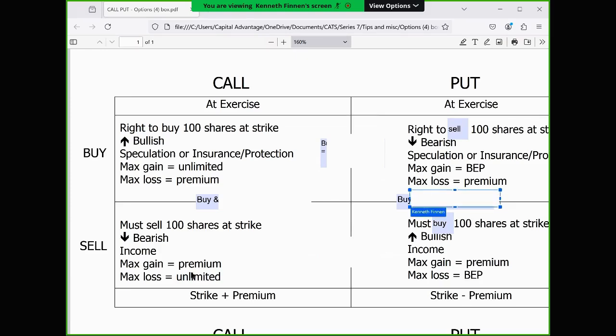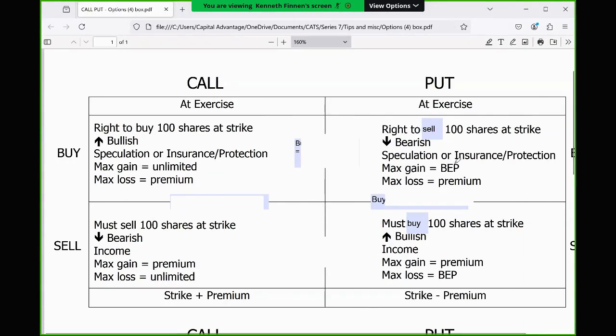Whenever you sell an option, the most you can make is what you got, the premium. So if I buy a call, my max gain is unlimited, my max loss is premium. If I sell a call, my max gain is premium, my max loss is unlimited. They're two sides of the same coin. Now, on the put side, if I buy a put, the most I can make is the break-even point, which is strike minus premium. The most I can lose is premium. If I sell a put, it's the exact opposite. The most I can make is premium. The most I can lose is break-even.